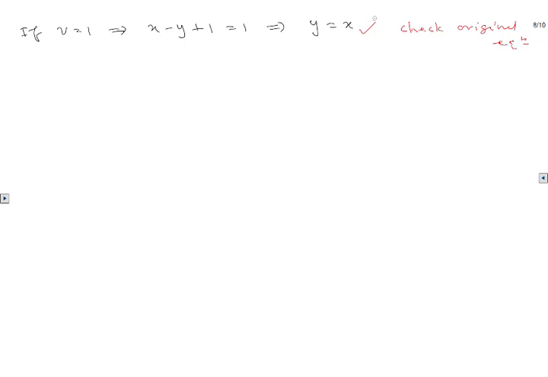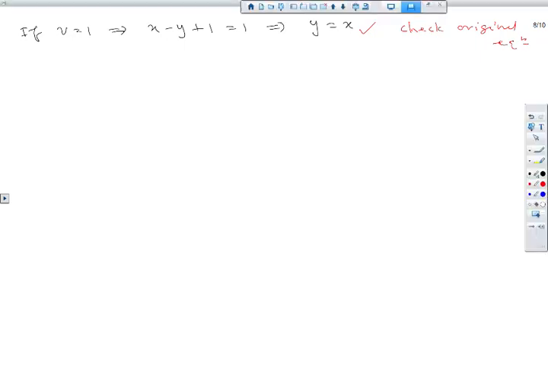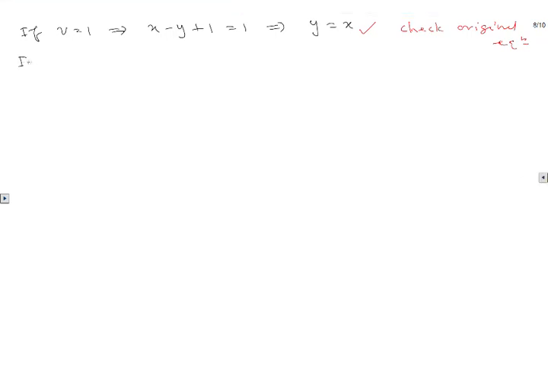And also let's check the other one. If v equal negative 1, you're going to get x minus y plus 1 equal negative 1. This is going to give you y equal x plus 2, and you can see that this is also going to work in the original equation. So that means these two give you two other solutions.